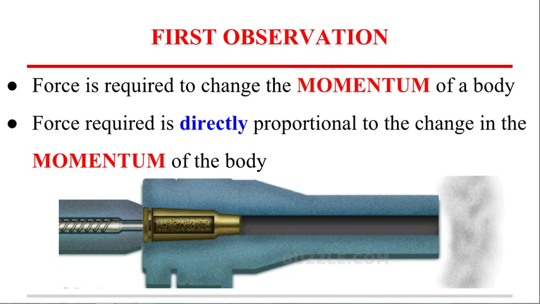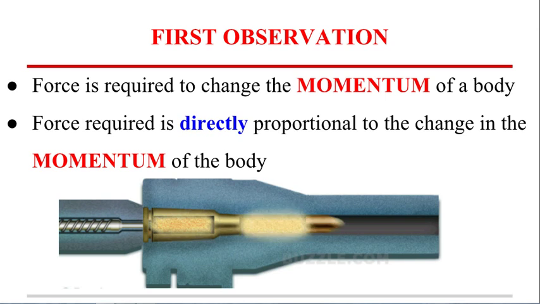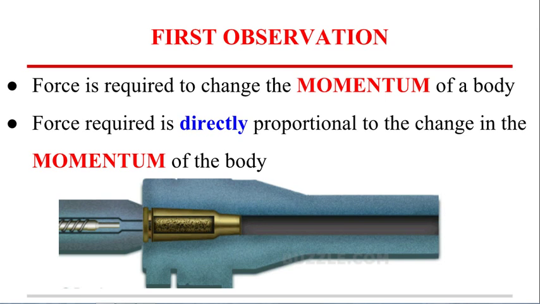Force is essential, and the force which is required is directly proportional to the change in the momentum of a body, which means if you expect a greater change in momentum of a body, then the force has to be applied in greater amount. If you need a very less change in momentum of a body, the force required would be less. In case of a bullet which moves at very high velocity, has got greater momentum, the force required to completely stop the bullet would be greater.